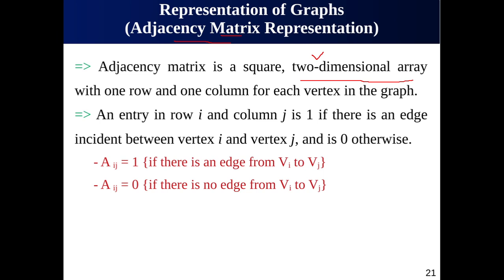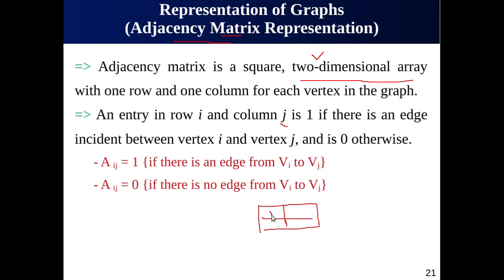And as we are talking about graphs, we are talking about vertices and edges. In this two-dimensional array, which consists of rows and columns, suppose the row is represented by I and the column is represented by J, then we have to put entries. Let's suppose your two-dimensional array or matrix is like this. I will represent the rows and J will represent the columns. And then you have to put entries in these cells, either 0 or 1.